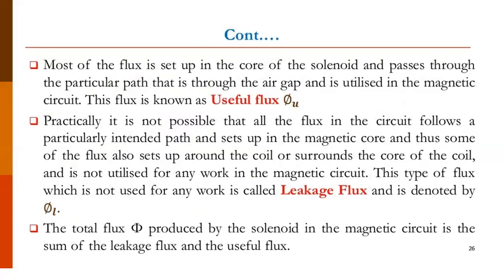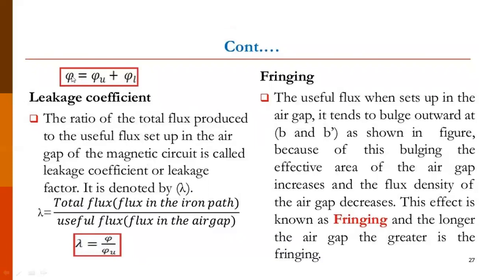So we can say that the total flux is always equal to the sum of the useful flux plus the leakage flux. The total generated flux phi is always equal to phi u plus phi l. Phi u is your useful flux, phi l is your leakage flux.